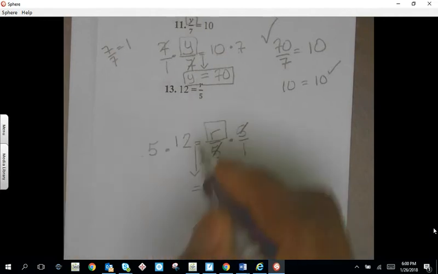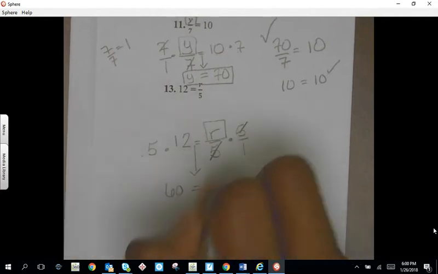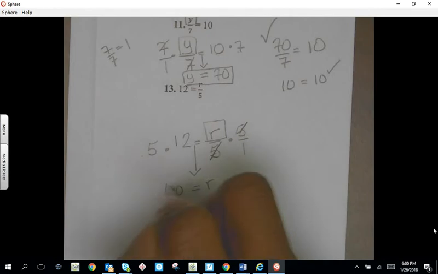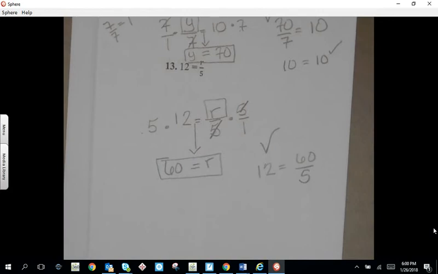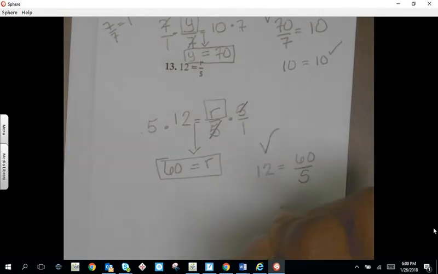5 times 12 is 60. And I bring down my R. R equals 60. Let me check it. 12 equals 60 over 5. Remember our improper fractions, we do divide. So 60 divided by 5 is 12. So I know my answer is right.